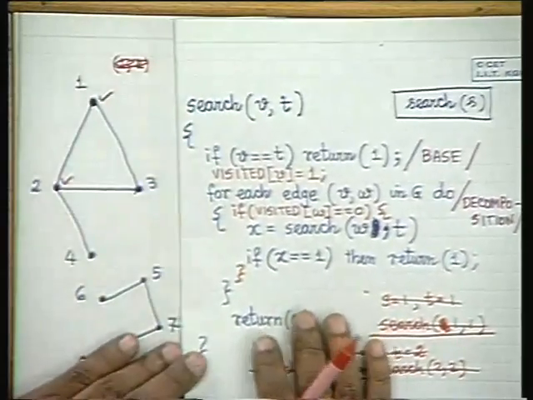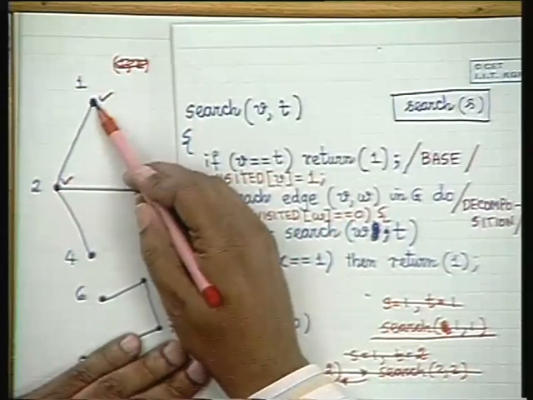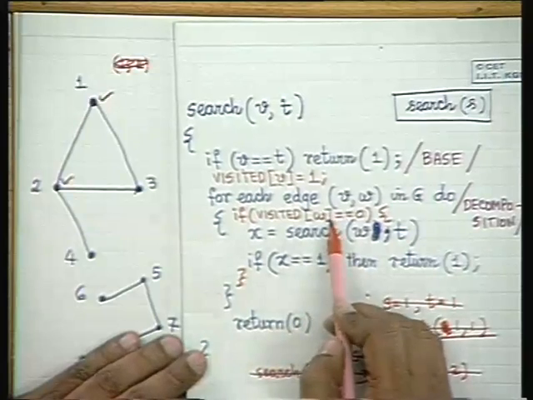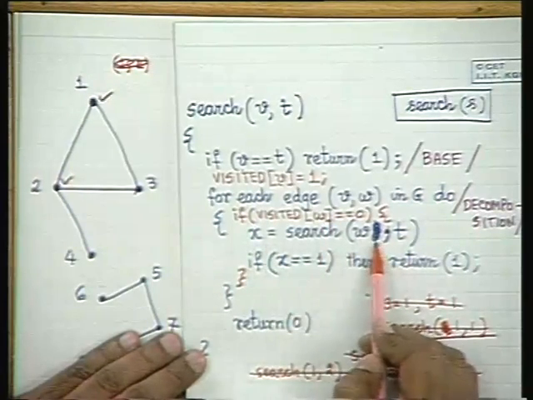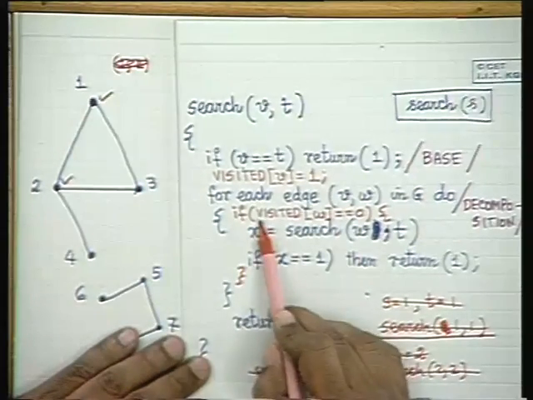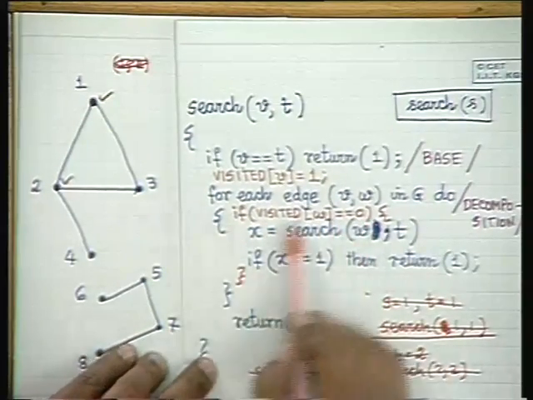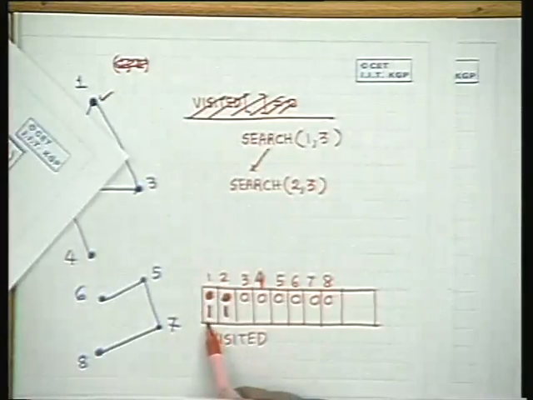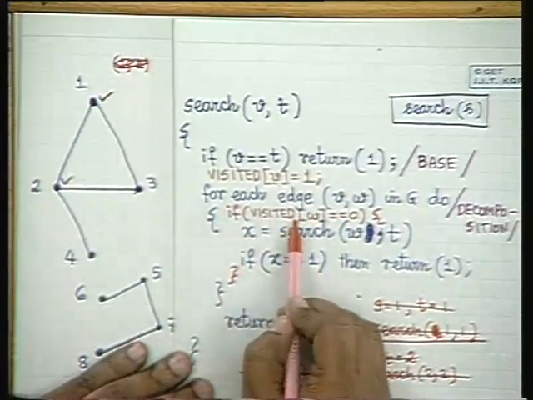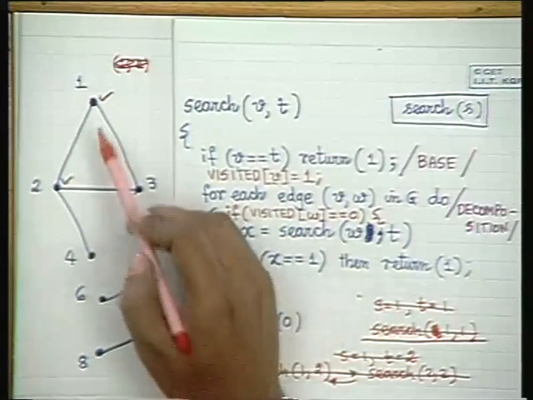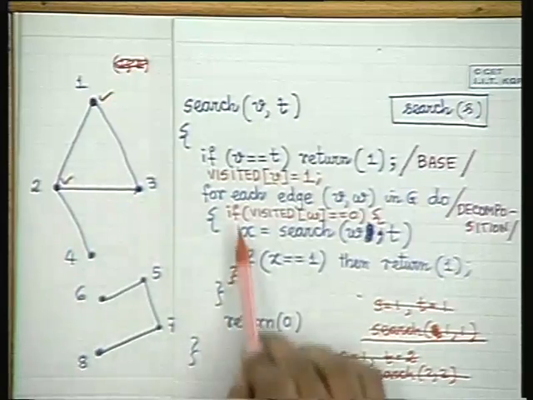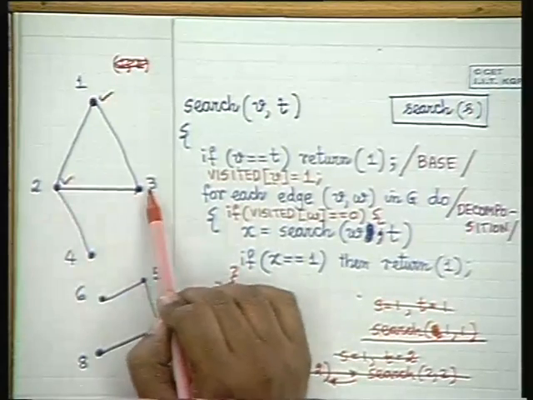Next, for each edge vw, so one edge I have to see. So I come here and see this edge. So what is the edge? 2, 1. If visited w equal to 0, is visited 1 0? No, visited 1 is 1. So I do not make this call. And why do I not make this call? Because I have remembered that I have already made this visit. Since I have made this visit, I do not make this call and I come out. And the next edge is 2, 3.